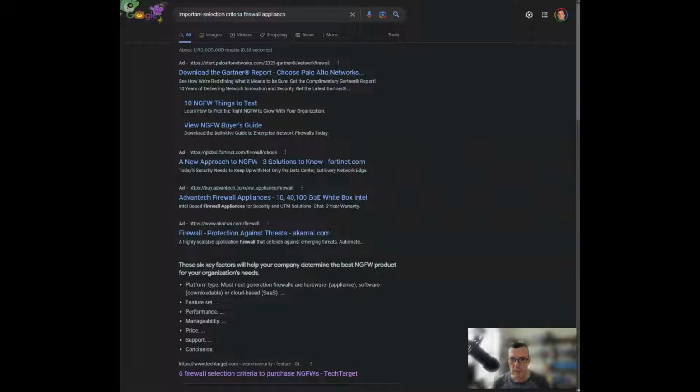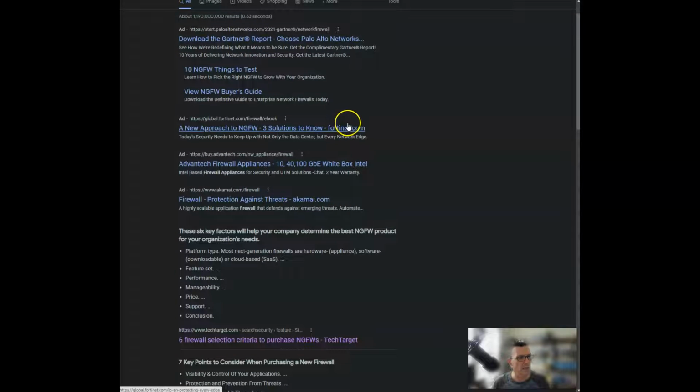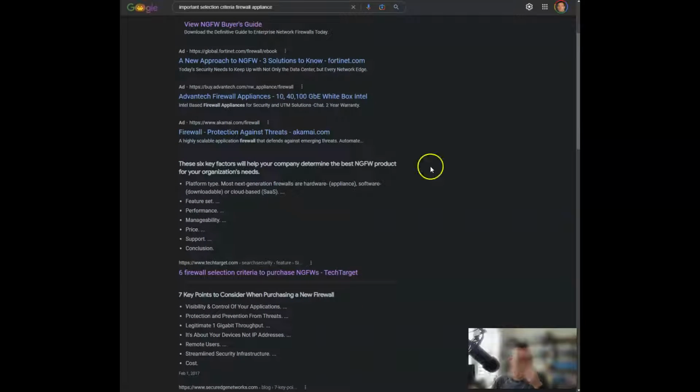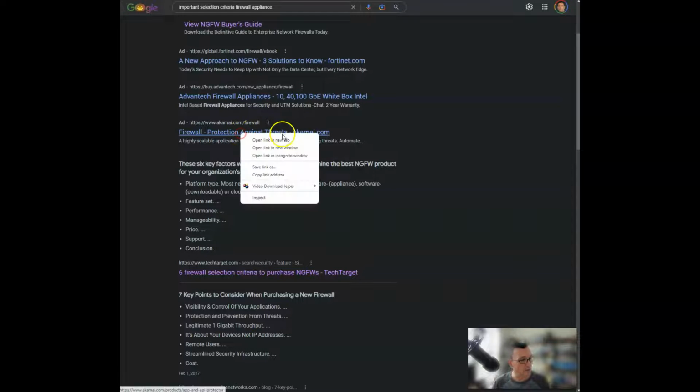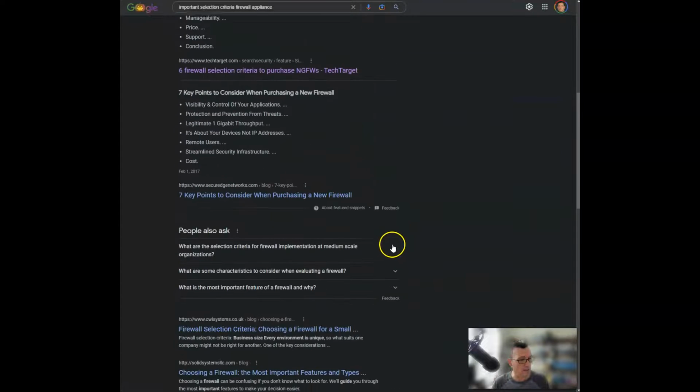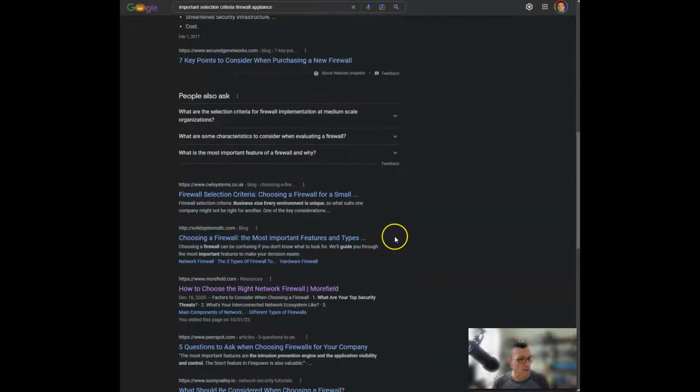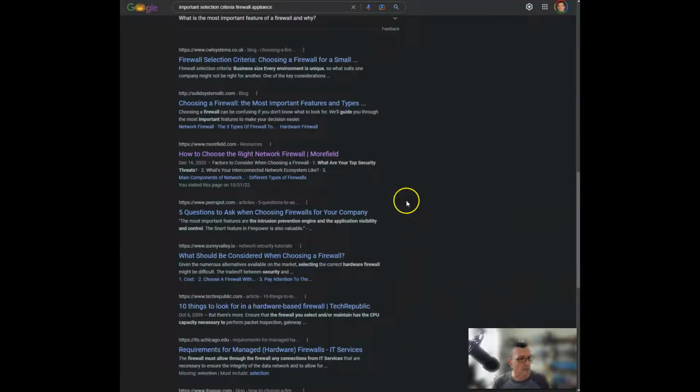So, once we've done that, let's review the results here. We got some test stuff. We get a buyer's guide. That sounds like it might be interesting. I'm going to go ahead and open that in a new tab. We've got some, looks like some 6 key factors. That definitely looks interesting. And let's see, what else we got here? Looks like something here from Moorfield.